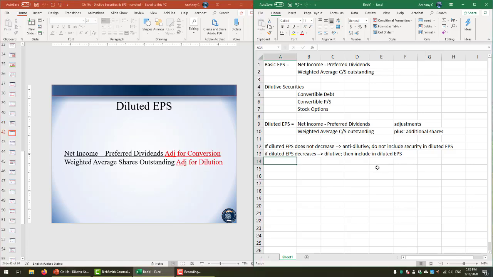All right, so again, to calculate diluted EPS, we'll start with basic EPS, and you just make adjustments to the numerator and denominator to capture the effects.